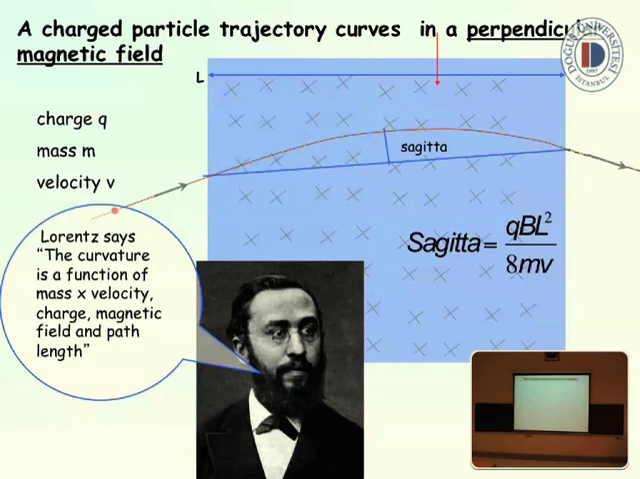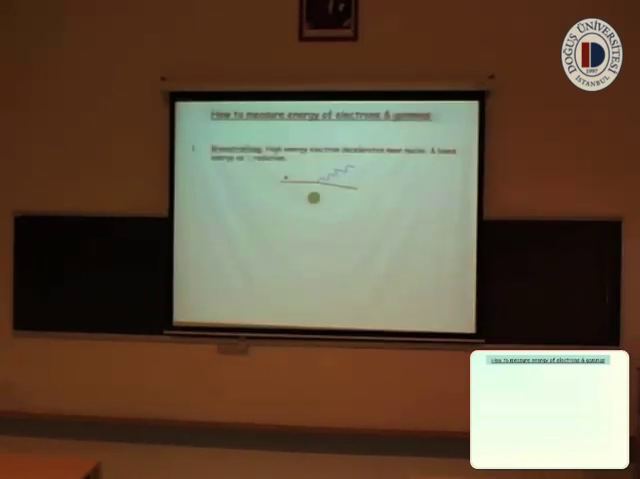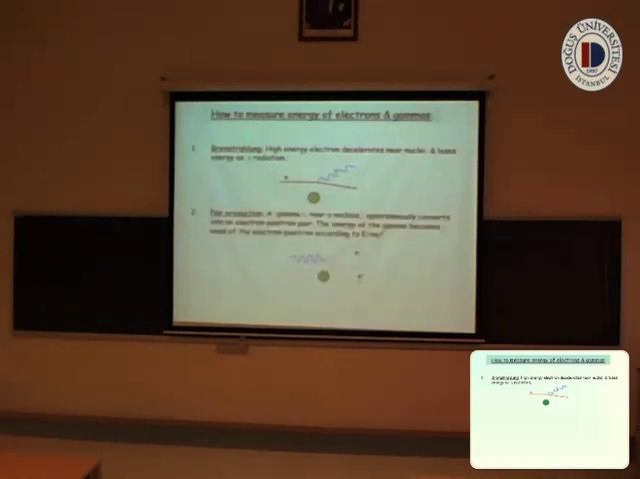Now, how to measure the energy of electrons or gammas? First of all, there is Bremsstrahlung. High energy electrons decelerate near nuclei and lose energy as photon radiation. This is the first principle. And the second principle is pair production. A photon near a nucleus spontaneously converts into an electron-positron pair. The energy of the gamma becomes the mass of the electron-positron pair according to this. And at high energy, both of these processes occur in the same amount of matter.